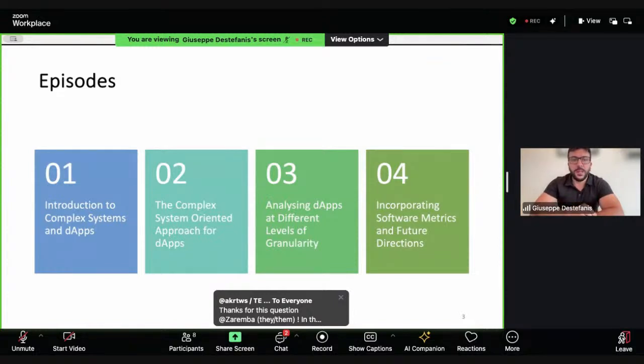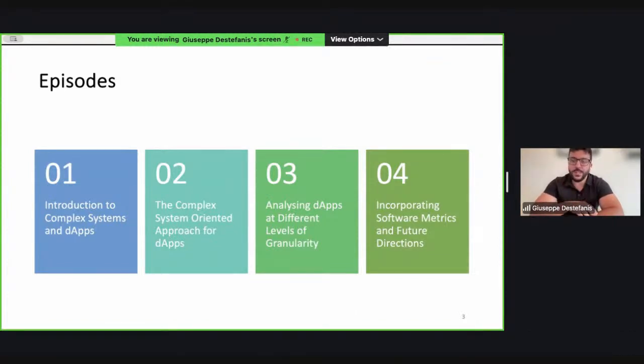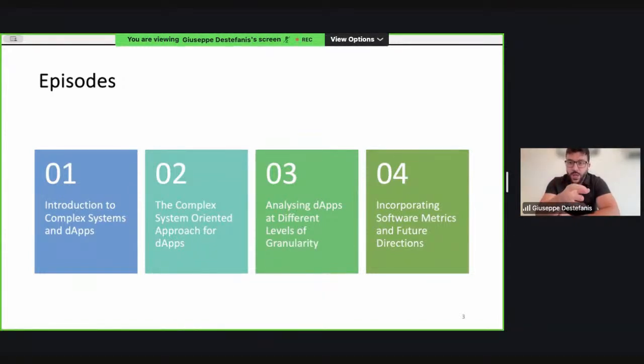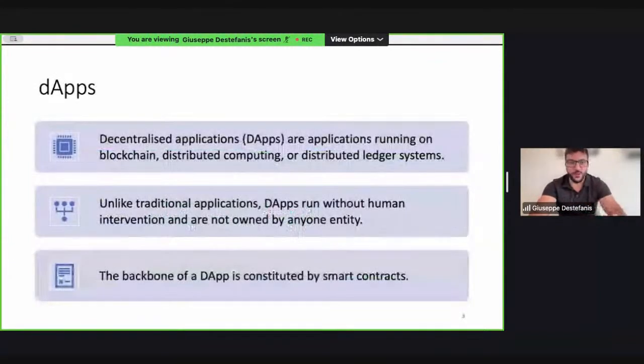And then last time we concluded our lecture with the possibility of adding additional information to these networks that we have. We know that we can represent a contract as a node in the network, and that node can contain additional information, so we can have even different layers of information in our network and in our representation. So today I will discuss a little bit about software metrics and why this information, these metrics, can be important when we study decentralized applications or software in general.